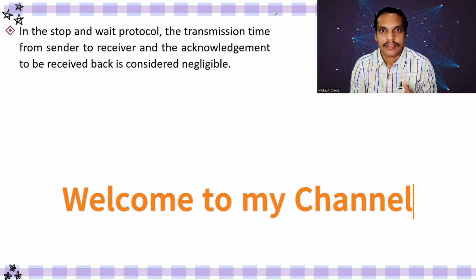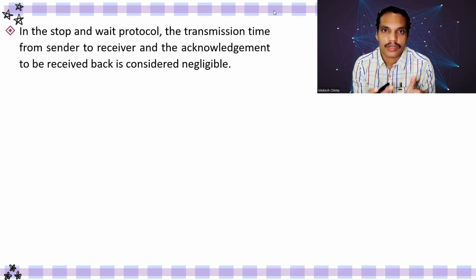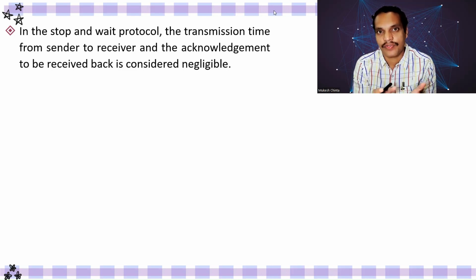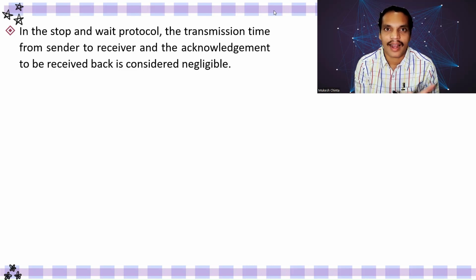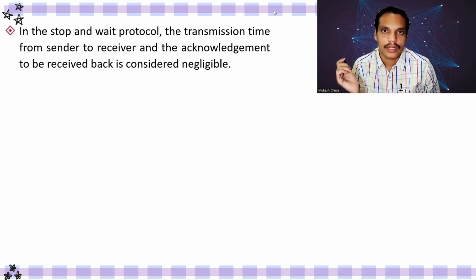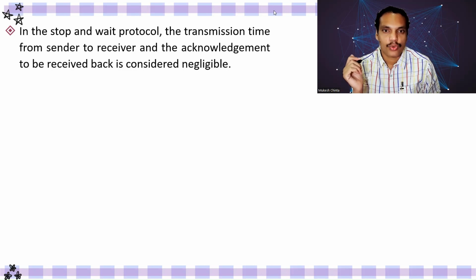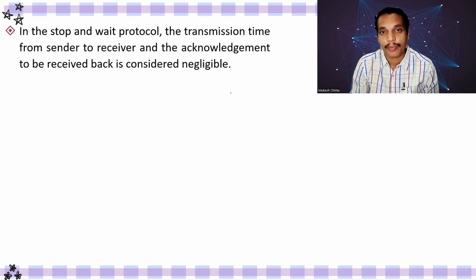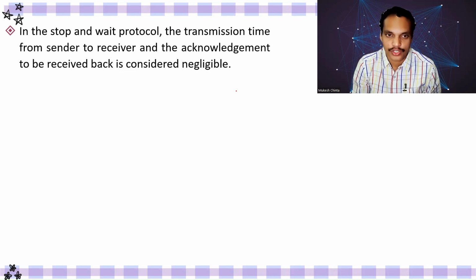In the last video, I discussed the 1-bit sliding window protocol, and we also discussed how it works with just maintaining a sender's window size of 1 and a receiver's window size of 1. For it to work efficiently, we have to consider that the transmission time from the sender to the receiver and for the acknowledgement to be received back is negligible. But that's not the case in all networks. It might be different. Now, let me show you an example where this does not work out and where stop and wait protocol could be rendered inefficient.